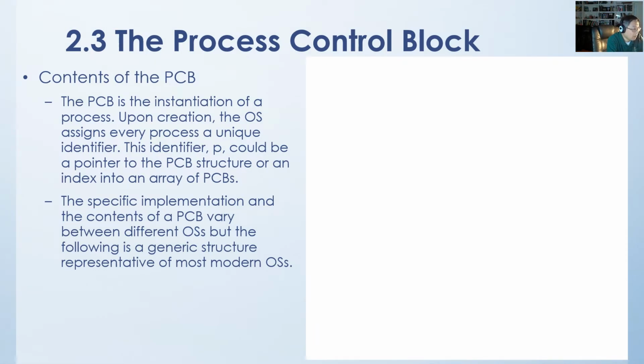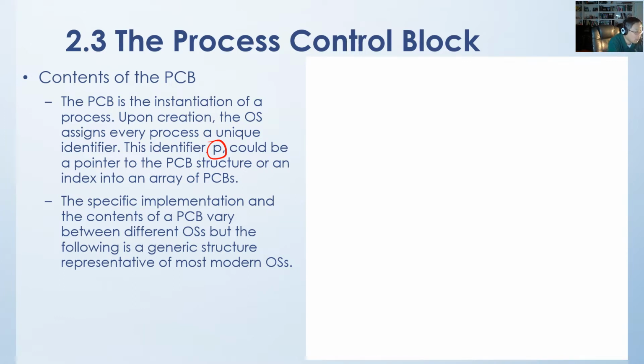Okay, let's start Section 2.3, the Process Control Block, the PCB. Now, the process control block is the instantiation of a process, which means that once a process is created, the PCB will be created as well. Upon creation, the operating system assigns the process a unique number, a unique ID. Now, this ID could be a pointer to the PCB structure or an index to an array of PCBs. So the PCB can be implemented in different ways. We're going to talk about this a little bit later.